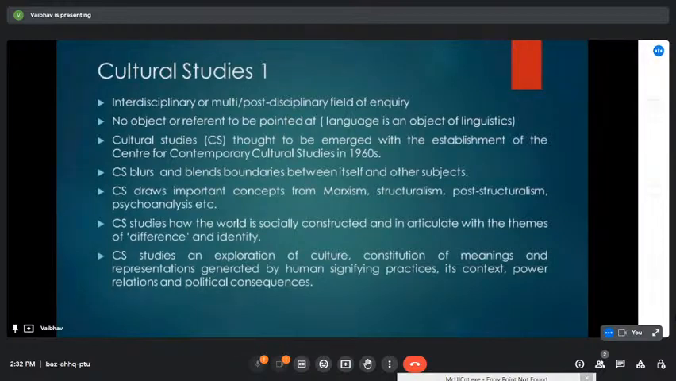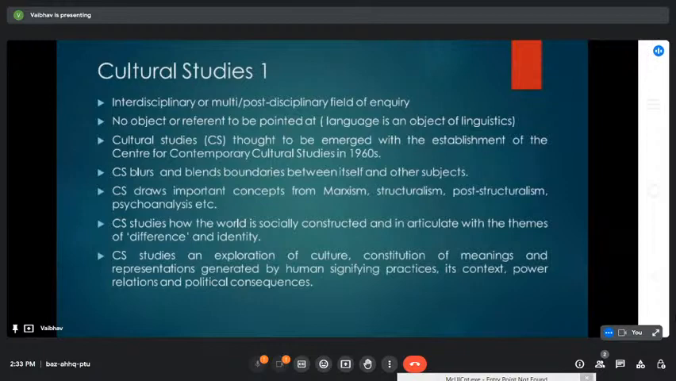So cultural studies is now called an academic field. But at the same time, it crosses the related disciplines as well. So, cultural studies is interdisciplinary. It is also multidisciplinary and a post-disciplinary field of inquiry.